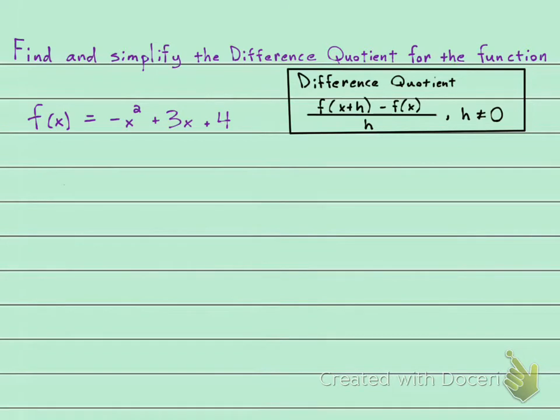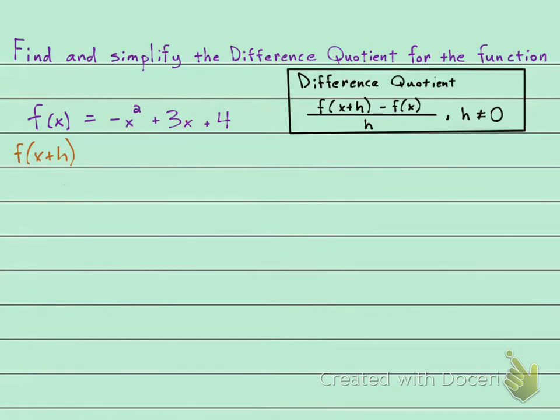So I know the f of x, they gave me that. It's this thing right here. And I know h. I need to find the f of x plus h. That's the first thing to do. So let's go ahead and do that. We're going to find the f of x plus h. And that means that everywhere we saw an x, we're going to plug in an x plus h. So that's going to be right here and right here.